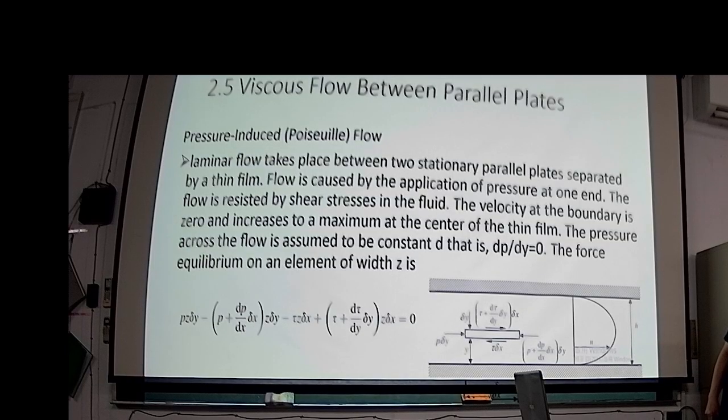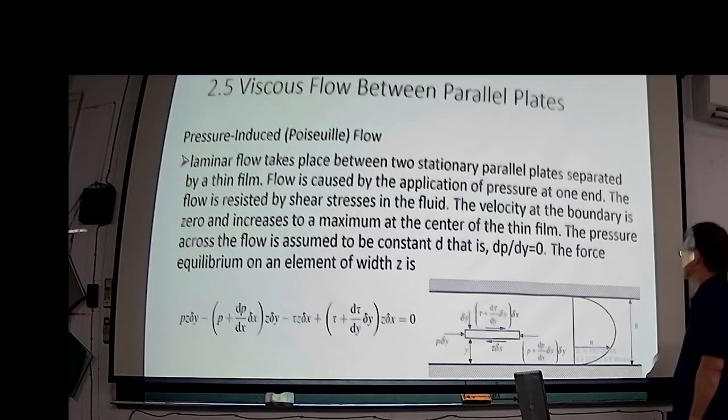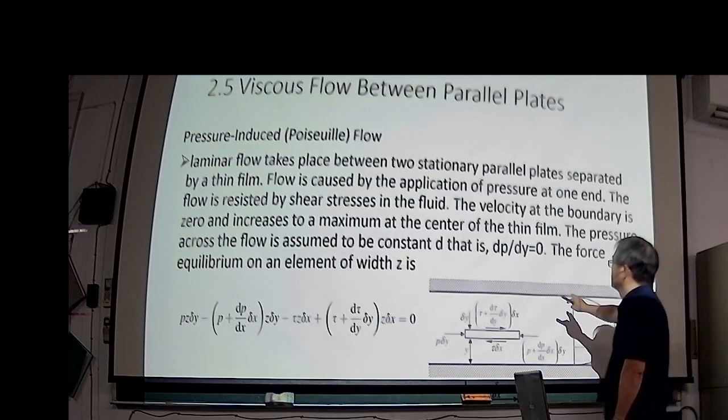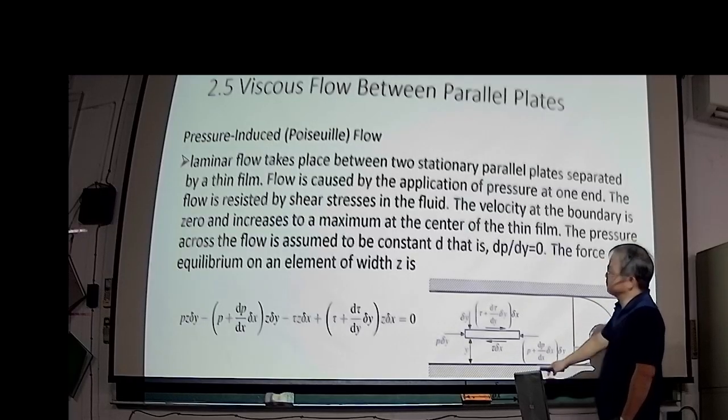Okay. So we have an equation. First we give you some assumptions for that. So we have a laminar flow that takes place between two stationary parallel plates separated by a thin film. So this is a fixed parallel plate, and this flow is the laminar flow.